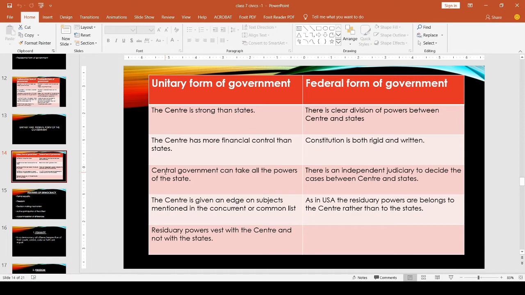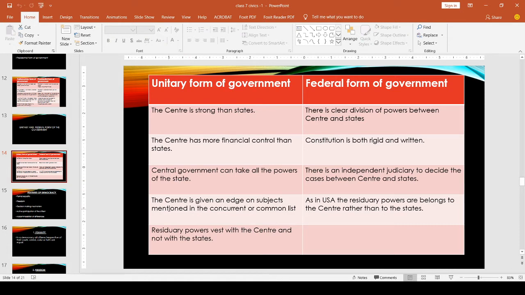Then third one, the central government can take all the powers of the state government. That means there are certain emergency provisions in this type of government. That means all the powers are in the hands of central government. There is no power for the state government. So central government can take all the powers of the state.